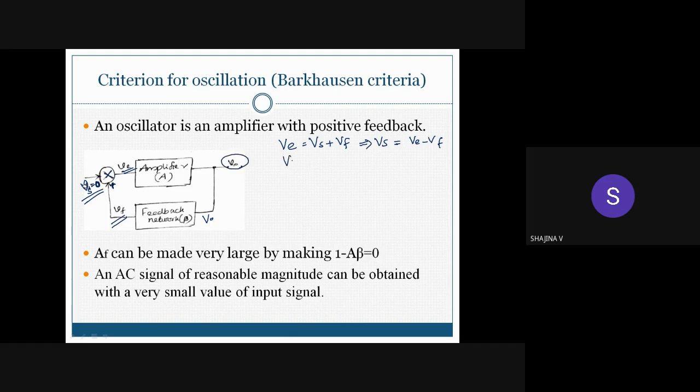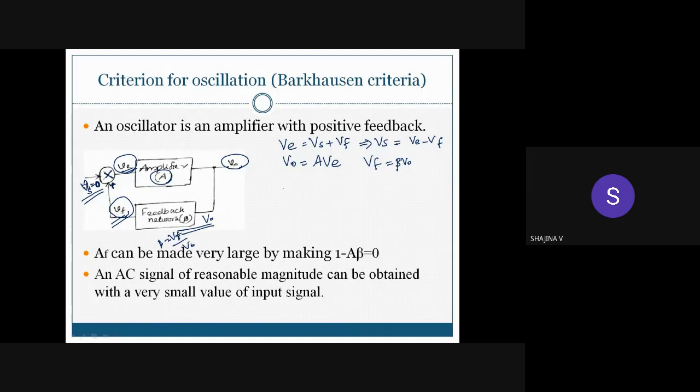Then my output voltage. What will be my output voltage? Vout will be equal to input voltage into gain for this amplifier. So this will be A into Ve. And what will be the feedback voltage? Vf will be equal to beta into V naught, as we said earlier, where beta is equal to Vf divided by V naught. So Vf is equal to beta into V naught.